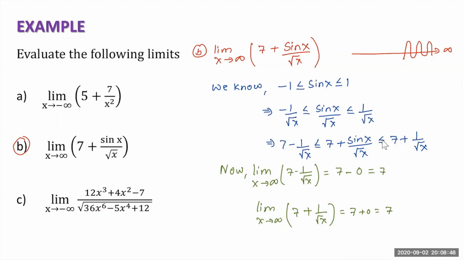So let's write the conclusion. By squeeze theorem, the limit as x approaches infinity of 7 plus sine x over the square root of x is also equal to 7. So in order to compute this limit here, we used squeeze theorem. So that is the limit for part B.